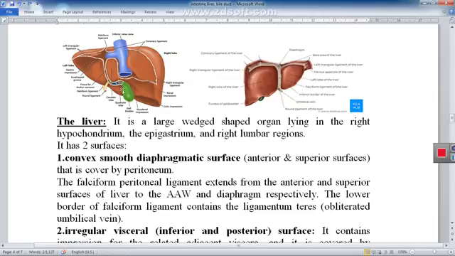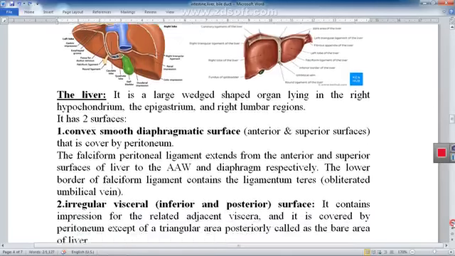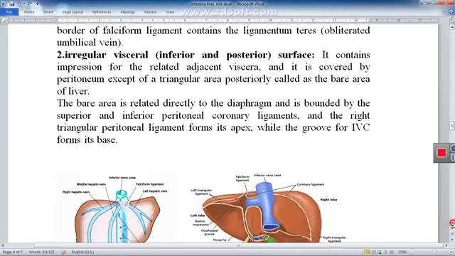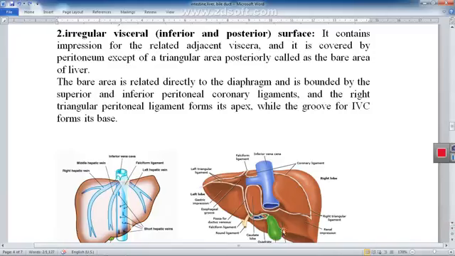The other surface, the irregular surface, is called the visceral surface because it is related to some viscera. This visceral surface is inferior and posterior. It is also covered by peritoneum except for a small triangular area posteriorly called the bare area of the liver, where the right lobe of the liver is directly attached to the diaphragm.